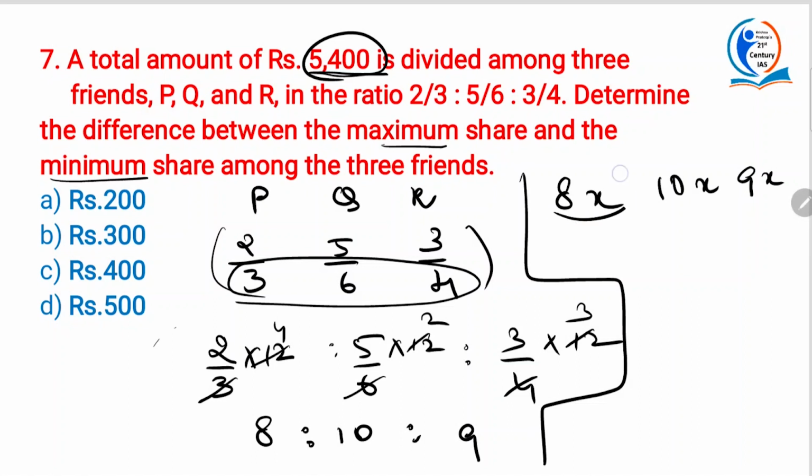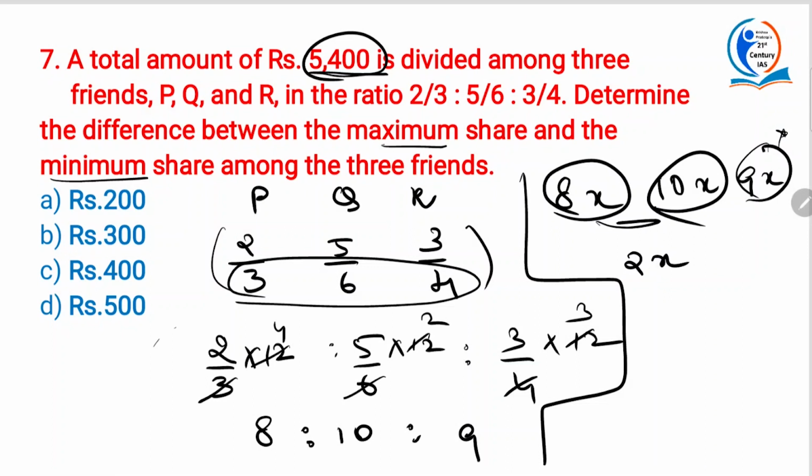Now what is the minimum share? It is 8x. Maximum share is 10x. Okay, this fellow is in between. So the difference is 2x. Alright, so the value of 2x we are supposed to find.